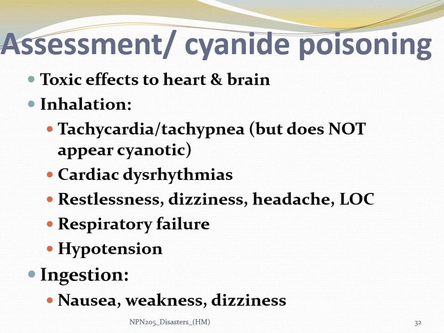So your assessment for cyanide poisoning, toxic effects to the heart and brain. Inhalation, if we have inhalation transmission, we will have tachycardia, tachypnea, but the patient does not appear to be cyanotic. We will have cardiac dysrhythmias, restlessness, dizziness, headaches, loss of consciousness sometimes, respiratory failure, hypotension. Now, if we are ingesting the cyanide poisoning, we'll have more vague symptoms, so things like nausea, weakness, dizziness. These will occur before the lethal signs and symptoms occur.